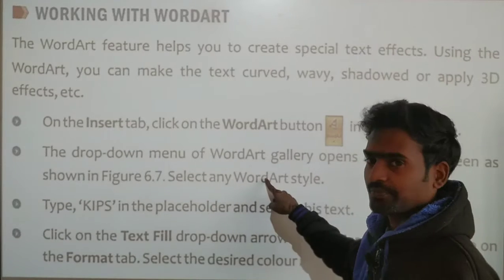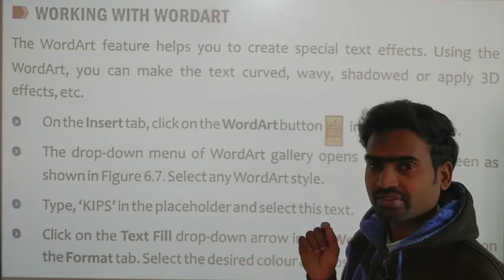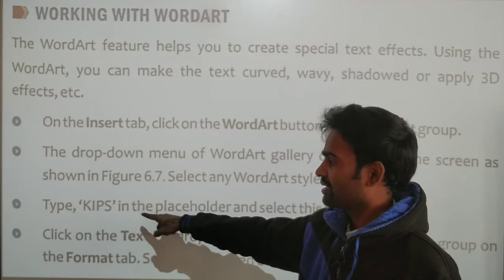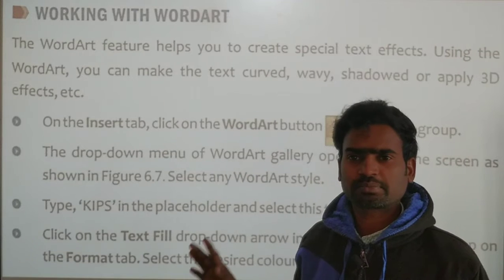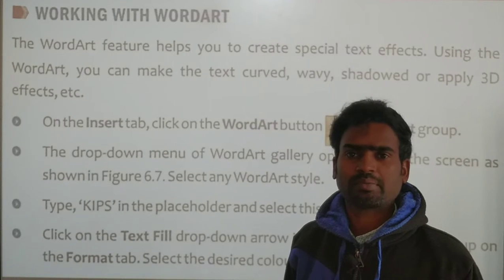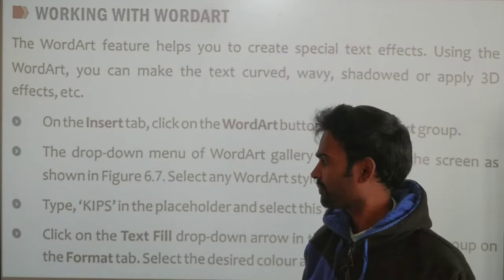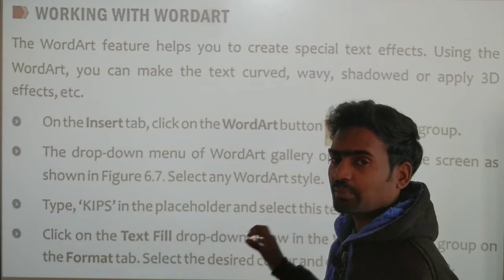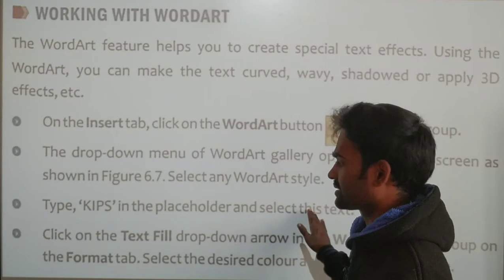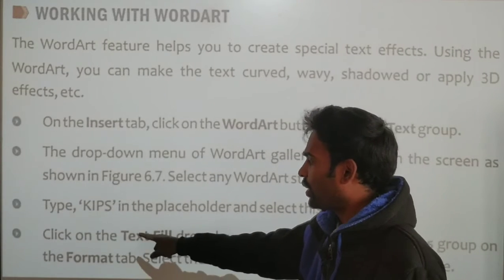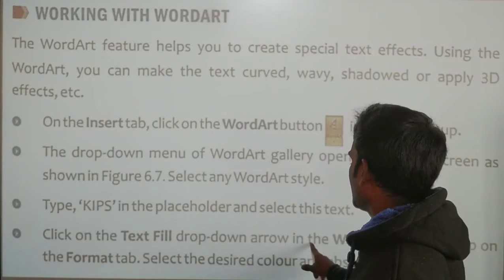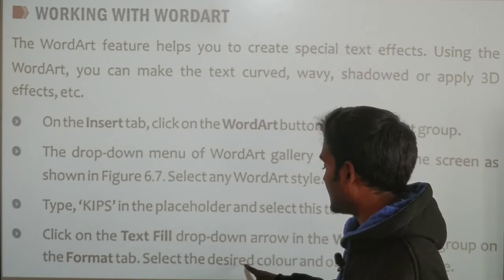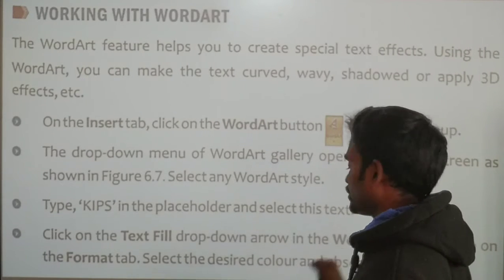Select any word art style. Choose a style first. After choosing the style, type KIPS. Instead of KIPS, you can type anything. Not only KIPS, you can type your name or your family member's name, or anything in that placeholder, and select the text. Then click on the text fill drop down arrow in the word art style group on the format tab. Select the desired color and observe the change.